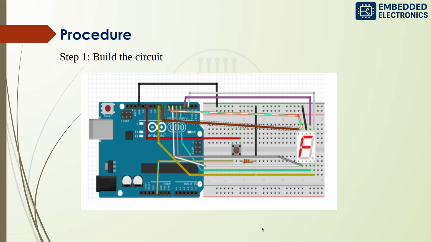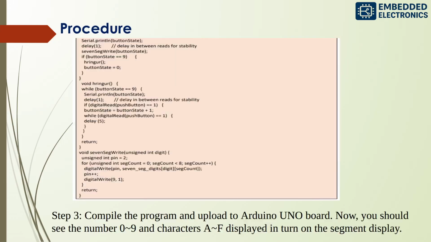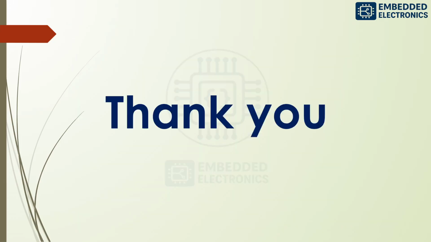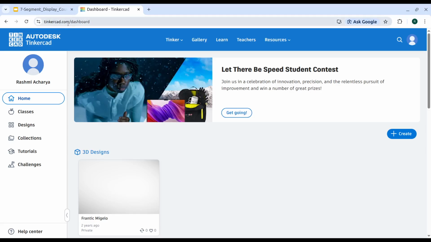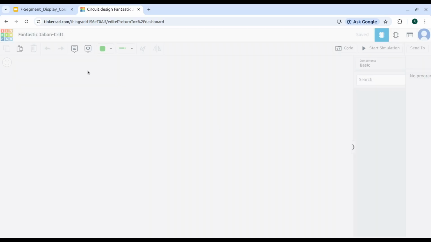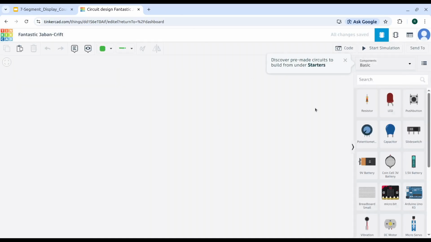First we need to build the circuit, then write the program, then we need to compile. So we will do this using the Tinkercad simulator. So search tinkercad.com, login, create circuits. So the required components are Arduino Uno, 7-segment display, resistor and push button.